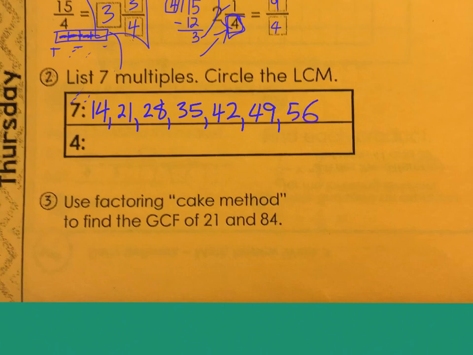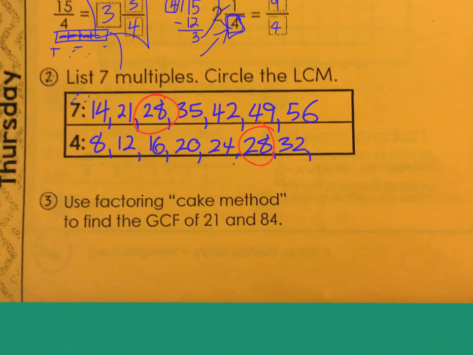Now listing our multiples of 4: 8, 12, 16, 20, 24, 28, 32. Okay, we got those. Now we have to find the one that they have in common that's the least. So I'm looking here. I have a 28, 24. Oh, I see a 28 and a 28. Those are the least common multiple. So let's circle those.